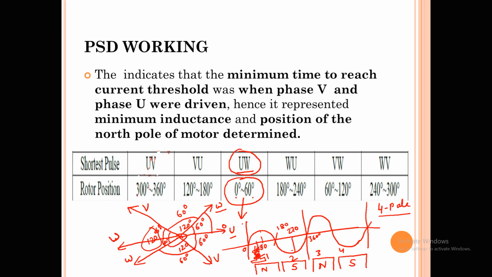So you know the exact position of your N pole, and now you are able to energize and start your motor in a forward direction in a very smooth way. Hope you're getting some basic idea. If you have any further query, let me know.